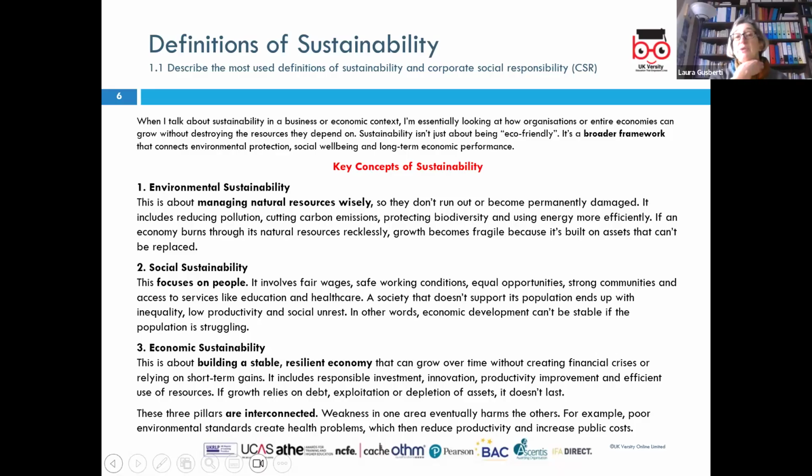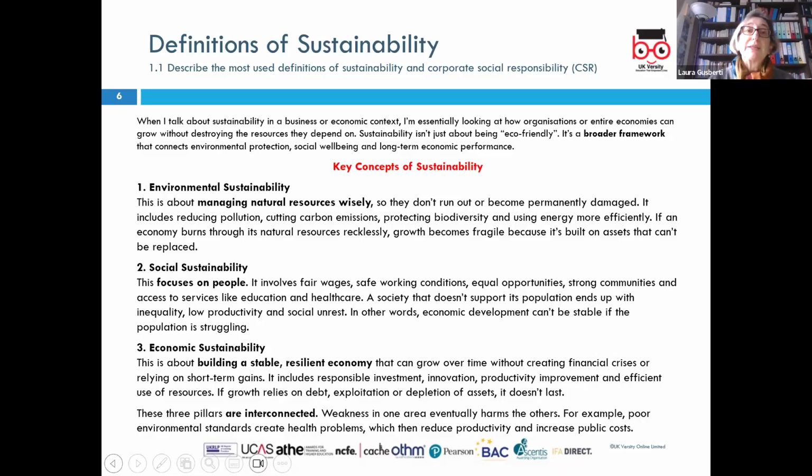So when we look at environmental sustainability, we look at using and managing natural resources in a balanced, wise way. So we don't want these natural resources to run out or become permanently depleted or damaged. We want to make sure that when we use resources, nature is able to replenish them in a natural way so that we can use these resources over and over again.